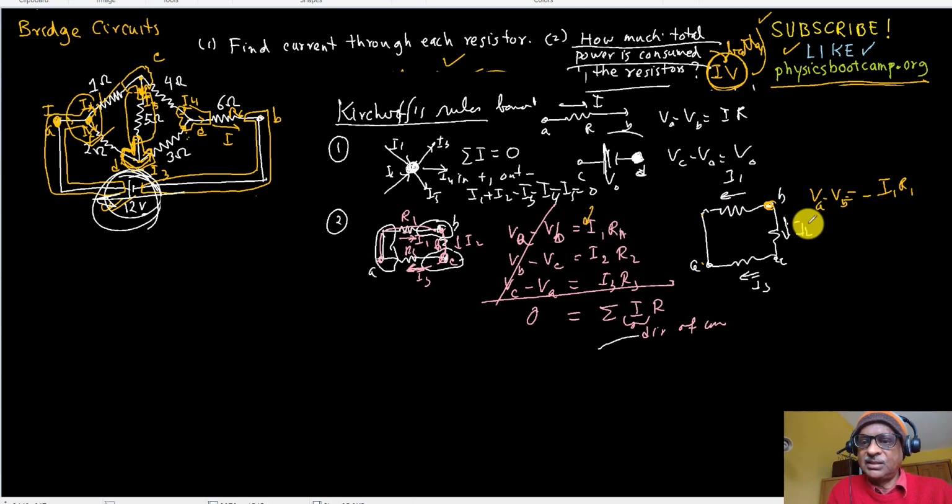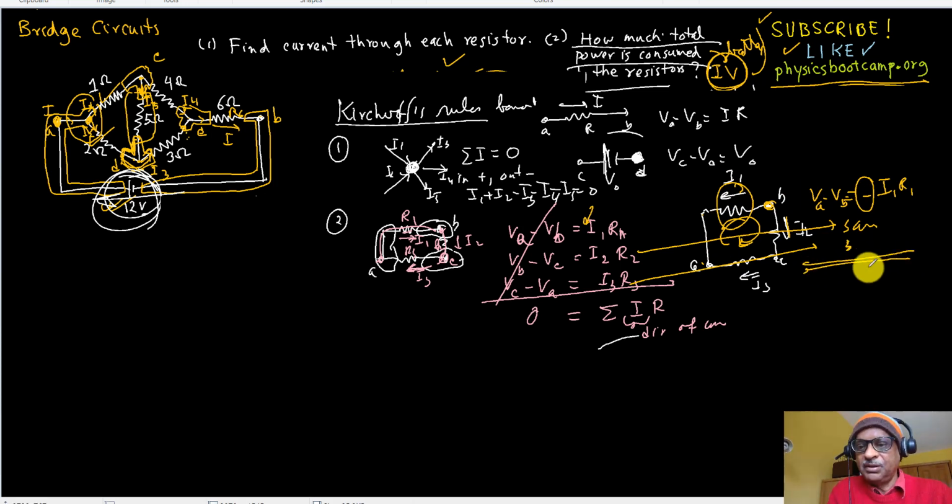But the other ones will be the same, because I'm going in the direction of the current. Again, the direction of the current. This one I was going in the opposite direction of the current, so I pick a minus sign here. When I add this up, I'm going to get 0 on the left side, as these cancel out, but I'm going to get minus I1 R1 plus I2 R2 plus I3 R3.